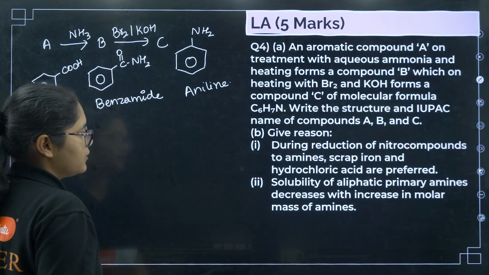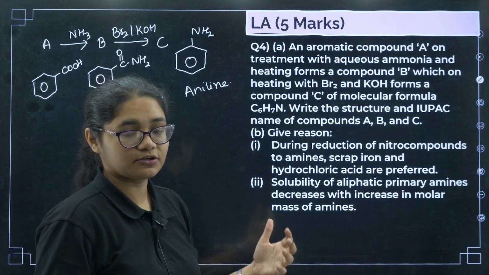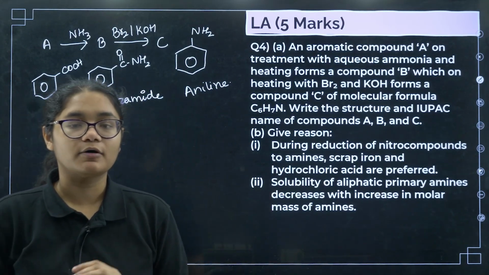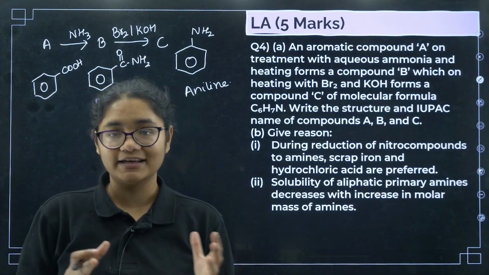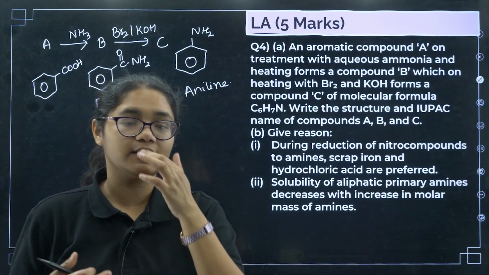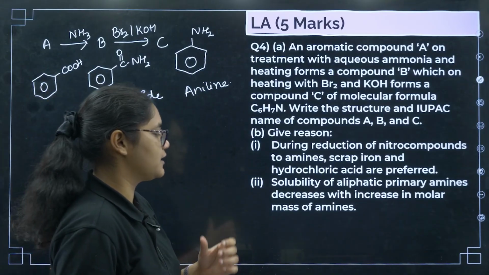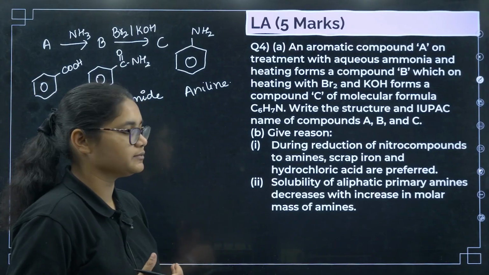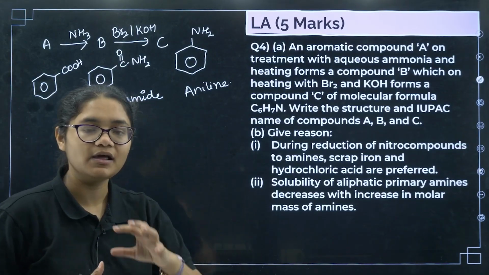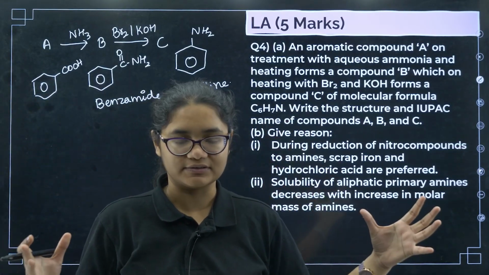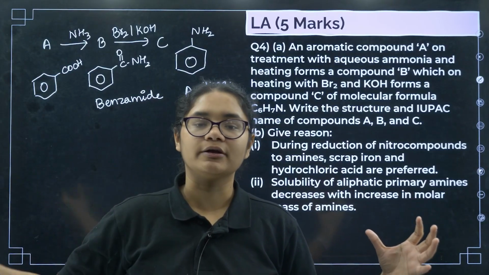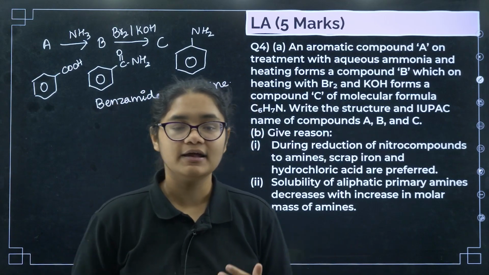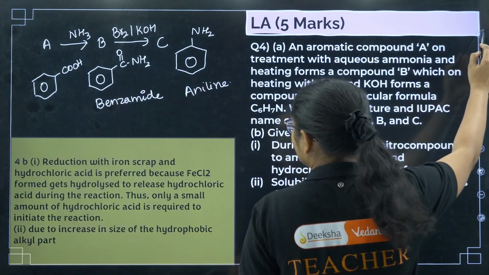Okay. Next, coming to give reason, during the reduction of nitro compounds, scrap iron is used. So generally when nitro compounds are reduced to amines, you can take Sn/HCl or Fe/HCl. So we generally prefer Fe. Okay, what is the reason for that? The question is asked. Then, solubility of the aliphatic primary amines decreases with the increase in the molar mass. So this is very simple. Whenever the hydrocarbon part increases, its tendency to form hydrogen bonding decreases, and as a result the solubility will decrease, right? So you can see here, yes.